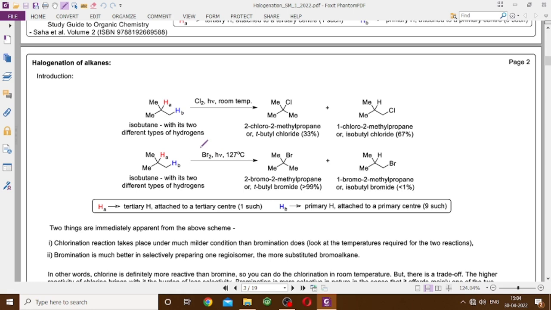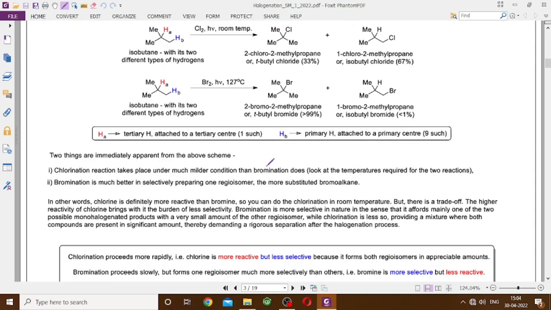It almost does not react with the 9 statistically more abundant blue hydrogens, but chooses to react with the red hydrogen, which is only 1 in number. Bromine chooses that statistically less abundant tertiary hydrogen way more compared to its reaction with the blue hydrogens, which are like 9 in number.